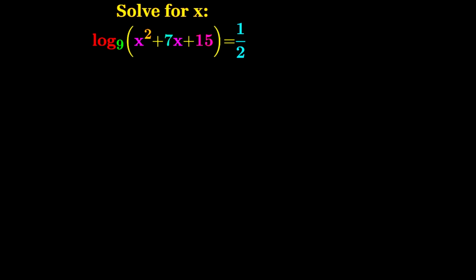Solve for x in log to base 9 of (x squared plus 7x plus 15) is equal to 1 over 2. This is Calvin's online math, and let us jump right into the solution.